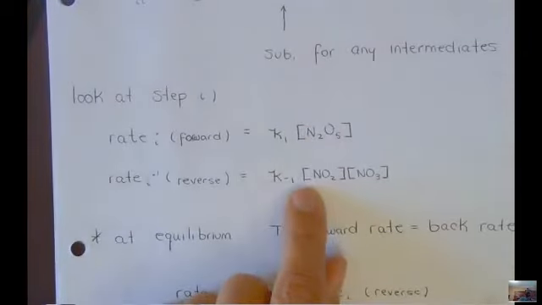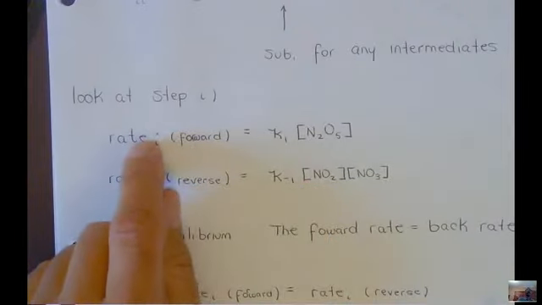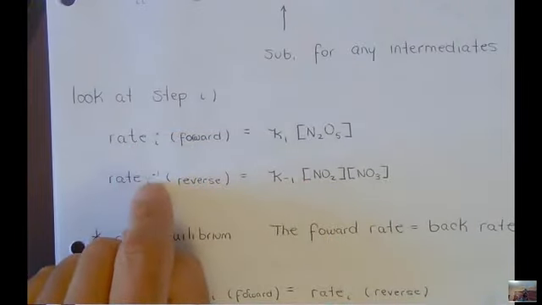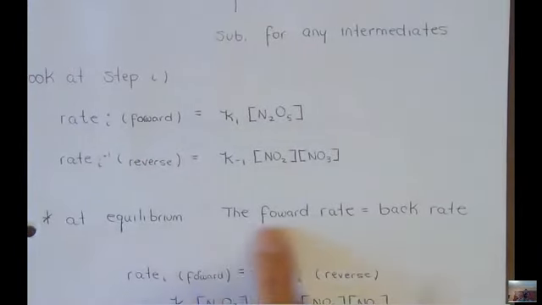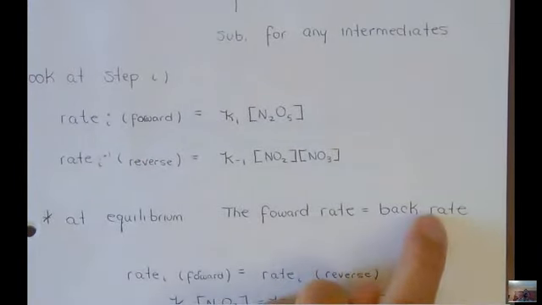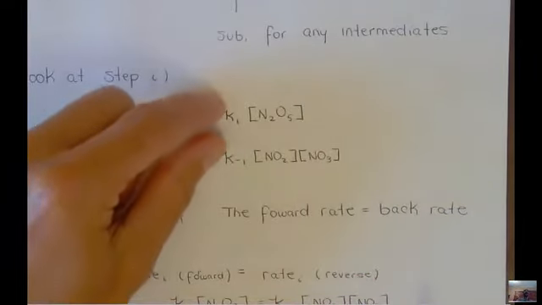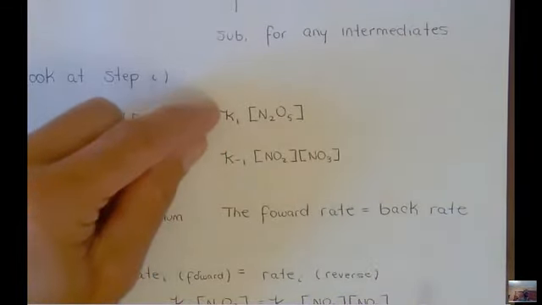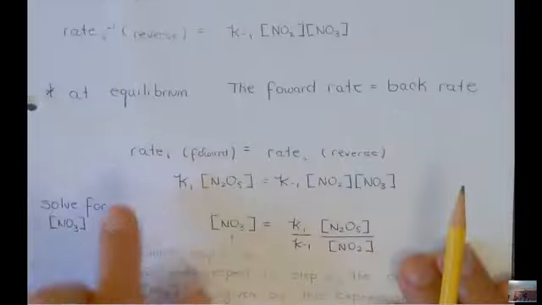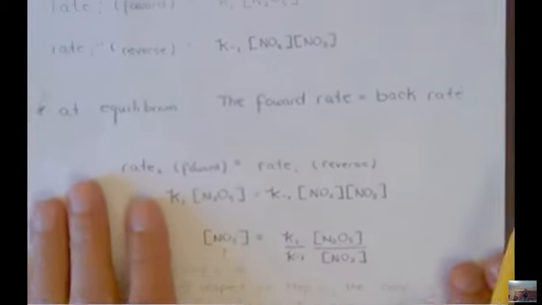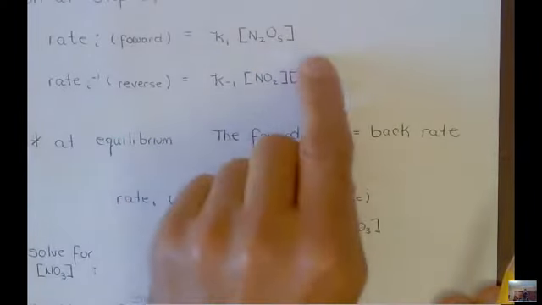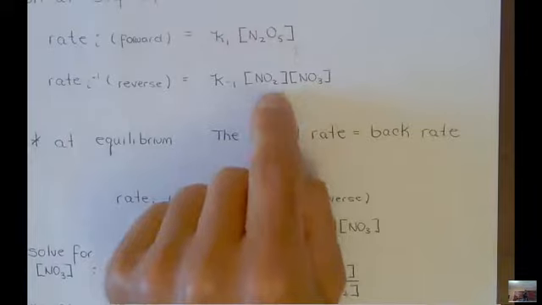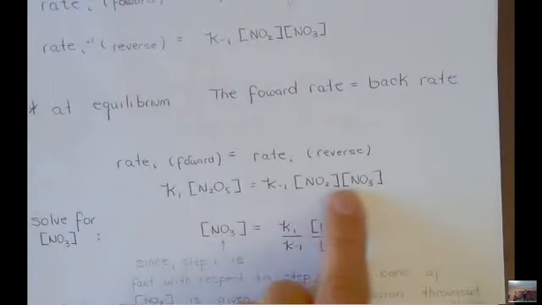Good. Now, at equilibrium, the rate of the forward reaction is equal to the rate of the reverse reaction. So these two things are equal to one another. Equate them: set this equal to that. The rate of the forward reaction is equal to the rate of the reverse. So I just take all this and make it equal to all this. If this is equal to this, that's what I have down here.